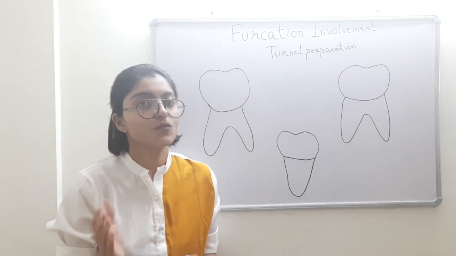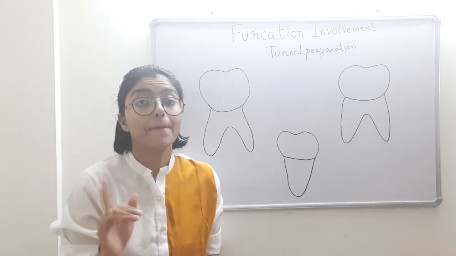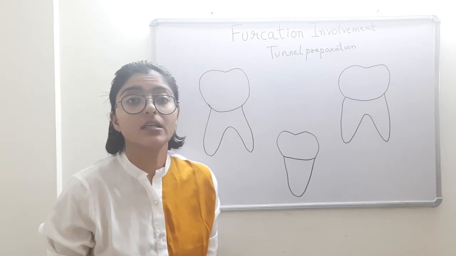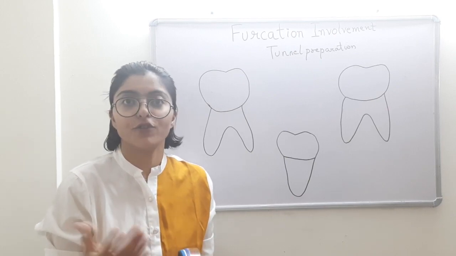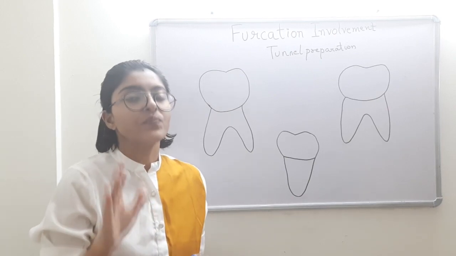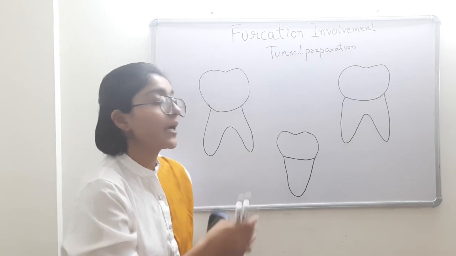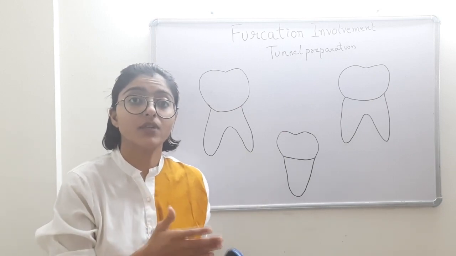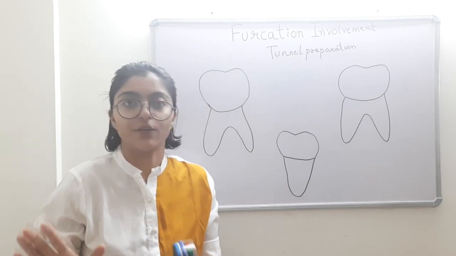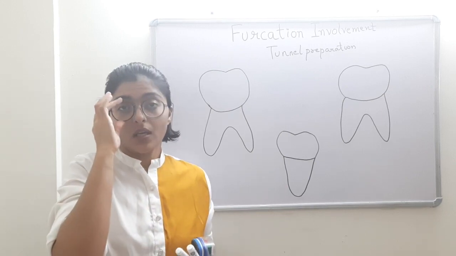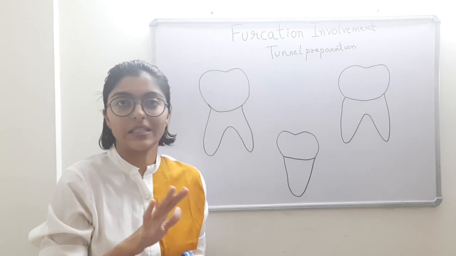Now grade 3 is already through and through bone loss, but it is not clinically visible. That means it is covered by or occluded by soft tissue component. So ultimately the idea behind tunnel preparation is to convert these deep grade 2 or grade 3 into grade 4. Grade 4 is through and through bone loss, which is clinically visible.